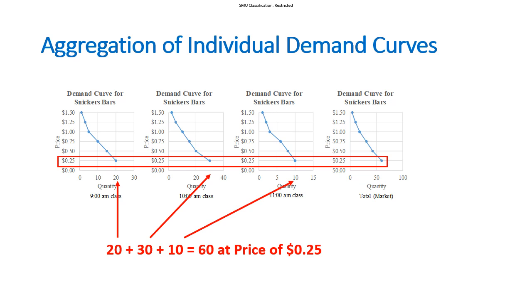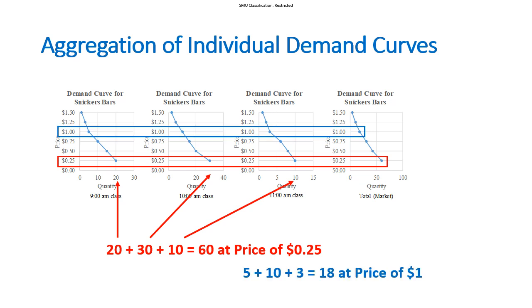You may check that at the price of $1, the quantity demanded in the three classes are respectively 5 units, 10 units, and 3 units, giving a total of 18 units when price is $1. In other words, we observe that as price increases, the quantity demanded in the market decreases.